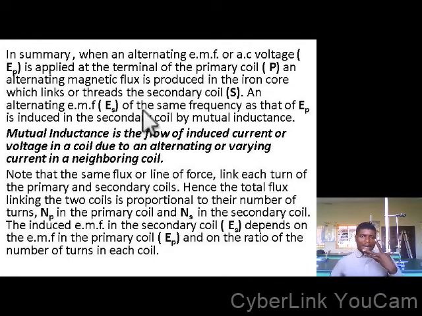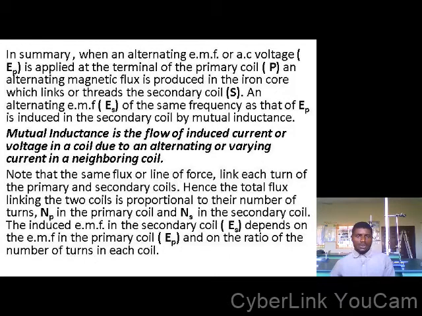What do you mean by mutual inductance? Mutual inductance is the flow of induced current or voltage in a coil due to an alternating or varying current in a neighboring coil. Note that the same flux or line of force links each turn of the primary and the secondary coils. Hence, the total flux linking the two coils is proportional to their number of turns, NP in the primary coil and NS in the secondary coil. The induced EMF in the secondary coil, ES, depends on the EMF in the primary coil and on the ratio of the number of turns.